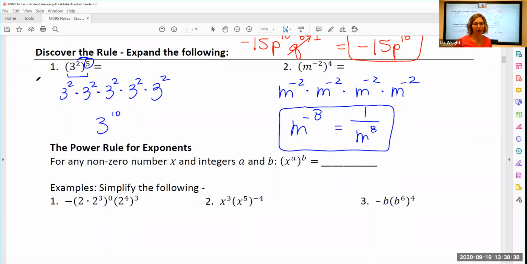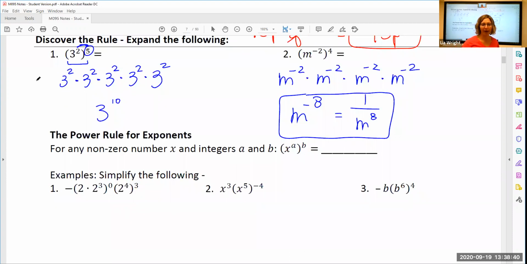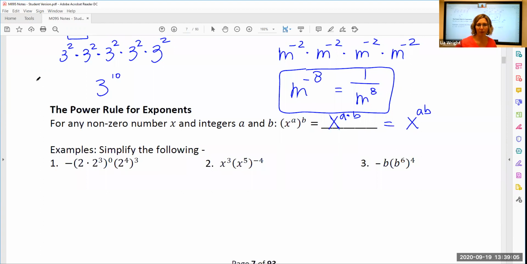So what's the rule? The rule for our power rule for exponents is that for any non-zero number x and integers a and b, we're going to multiply those exponents. It's going to be x to the a times b. So that's a multiplication sign right there. X to the a times b, or sometimes you'll just see it written like this. And then it's implied that there's a multiplication sign in between those 2 letters. So let's look at some examples.